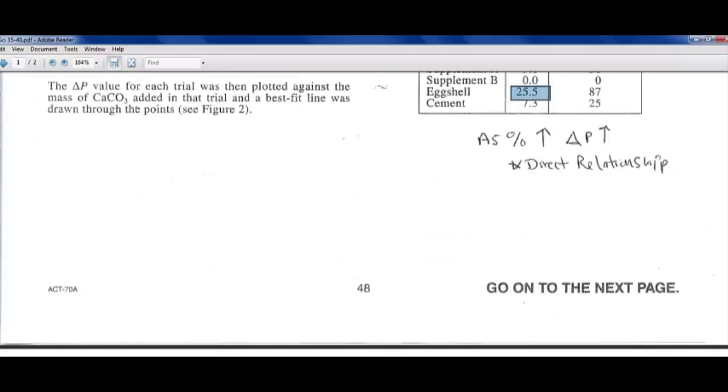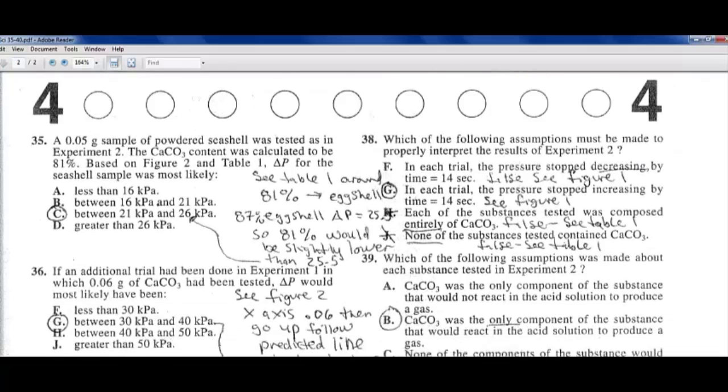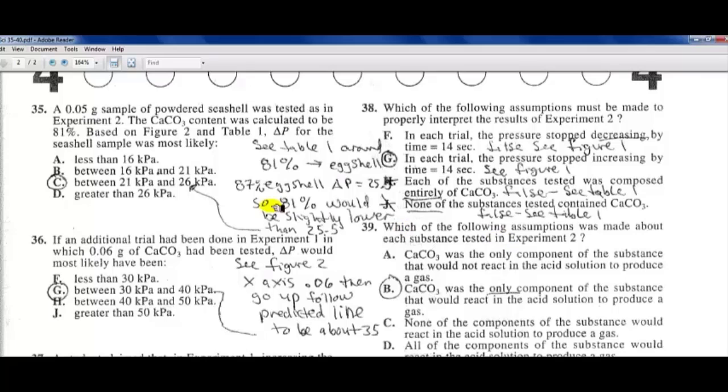Let's go back down to the answer choices and see what comes out. The estimation that we came up with was 24. Answer choice A says less than 16. Well, that's not possible because we already know that 87 produces 25% delta P, and we're looking for a guesstimation of roughly 24. 16 to 21 is too small. C says 21 to 26. 24 is right in the middle. Put a dot by it.